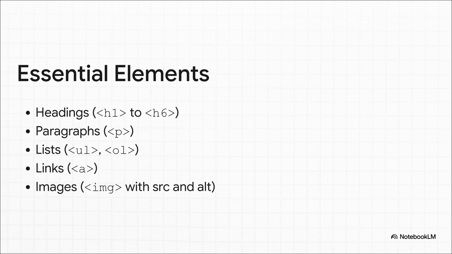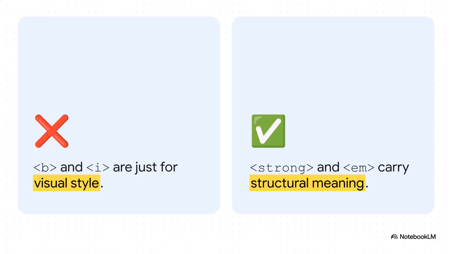It's what makes the web accessible for everyone. Now, when it comes to formatting text, we run into a really important philosophy of modern HTML. You've probably seen tags like B for bold and I for italic. Well, those just change visual style. Modern web development actually prefers tags like strong and EM for emphasis.